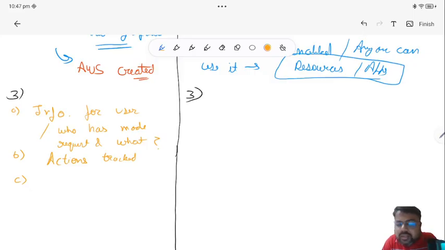Parameters for those actions are also there, and response elements. The elements that provide some response to AWS are also tracked in CloudTrail. So parameters for actions and responses are also logged.